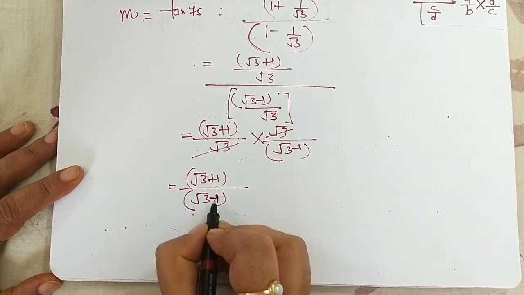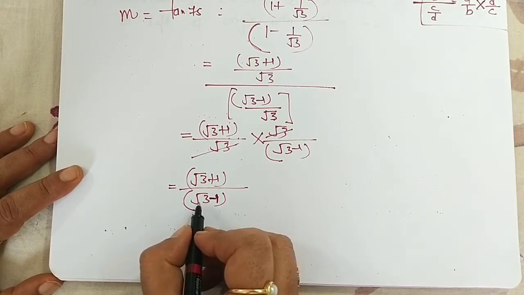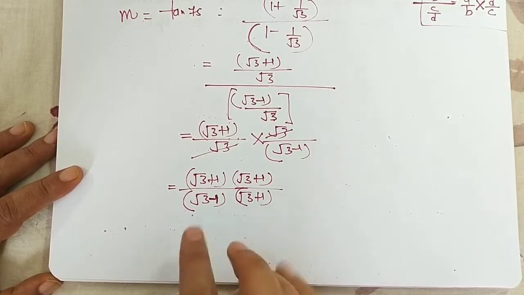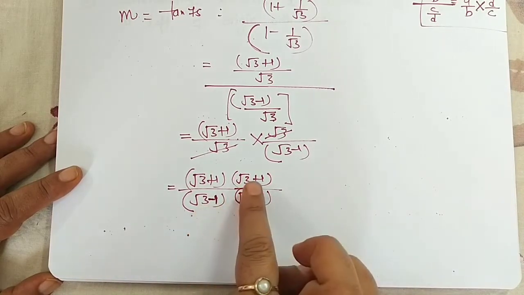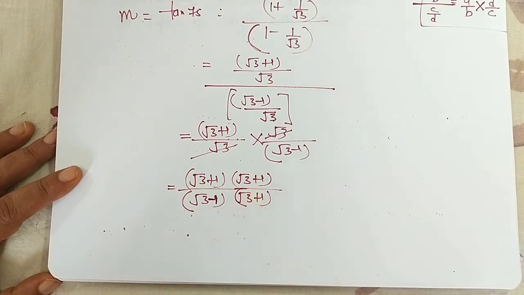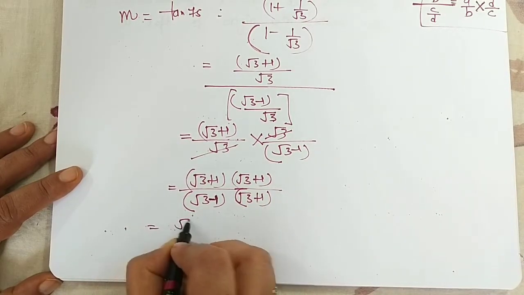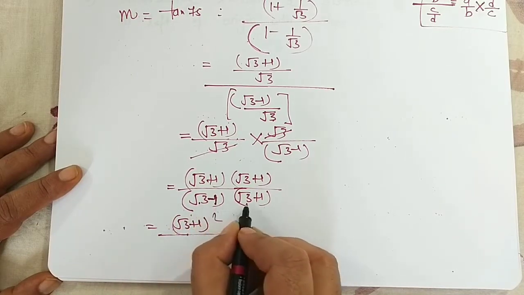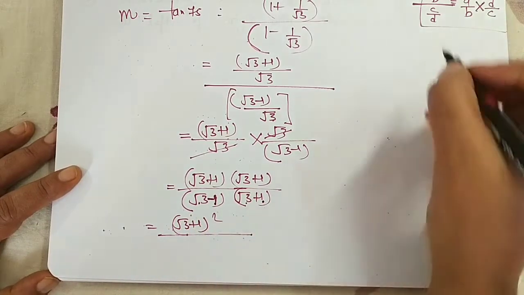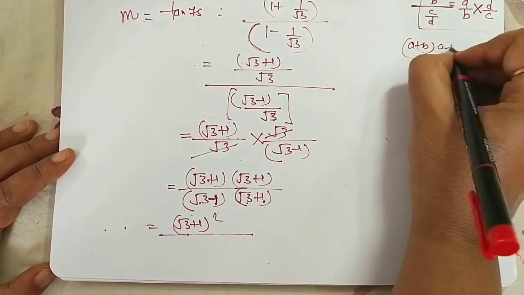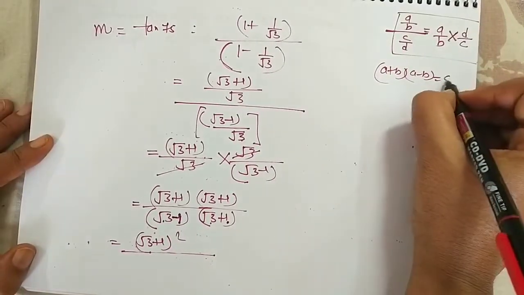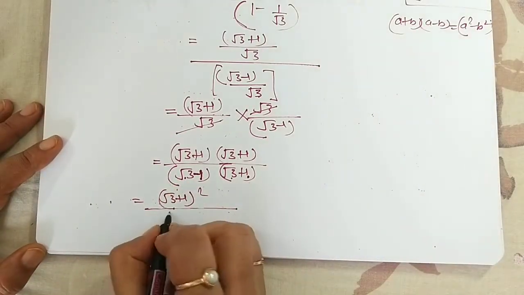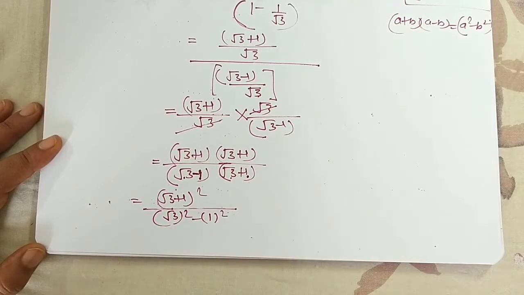Whenever you have such type of form, always multiply by the conjugate up and down. Conjugate means the opposite sign. So it was root 3 minus 1, so I have selected the plus sign and I am multiplying up and down. Correct. So what it became is (root 3 plus 1) square, and on the bottom it became (A plus B)(A minus B). Correct. We know A plus B into A minus B is A square minus B square. So I will use it here. So it will be root 3 square minus 1 square.